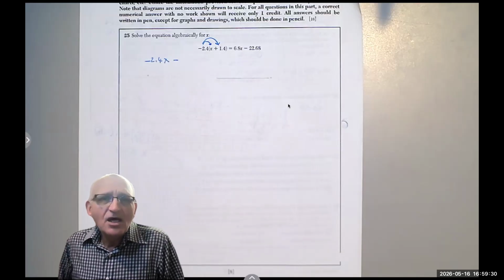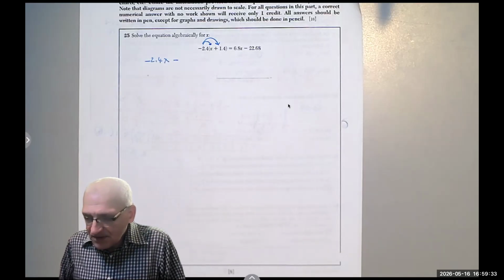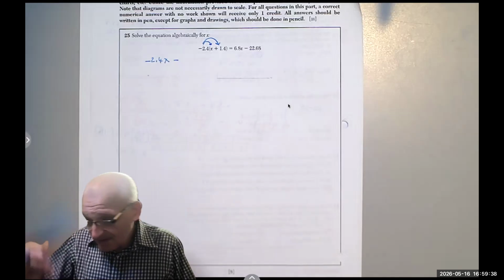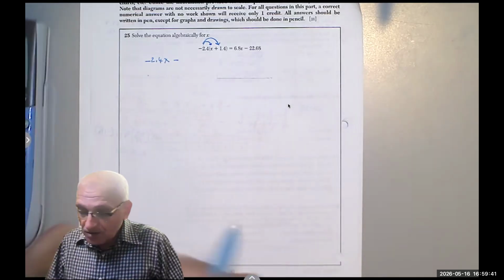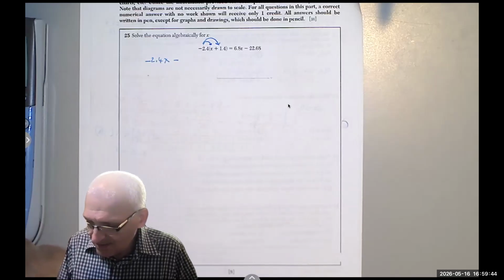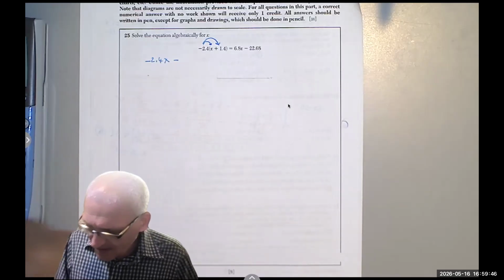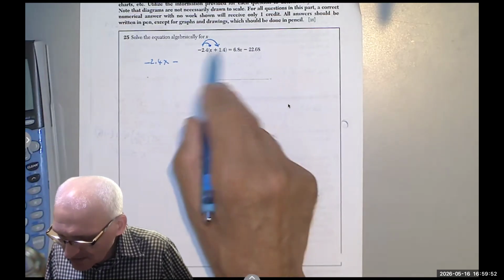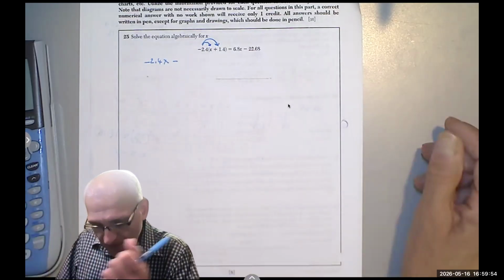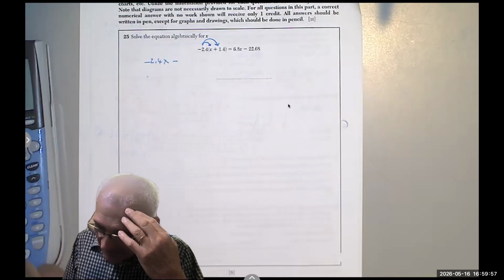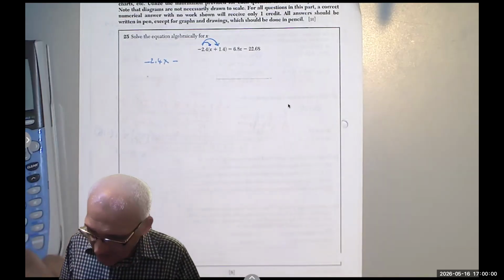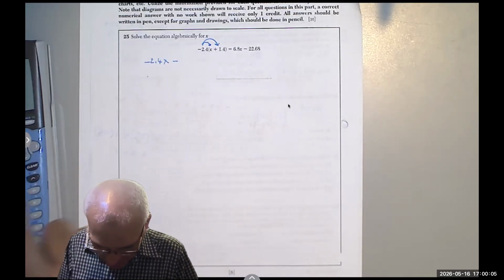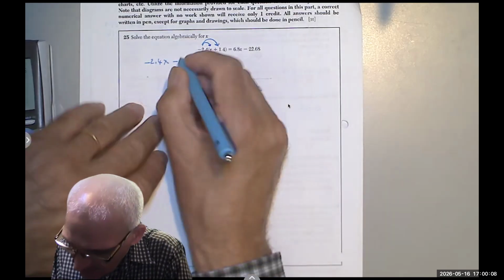Use your calculator. Wait, what am I saying? How could it be 1? What am I doing? 336, I should say. 2.4 times 1.4, yeah, 3.36.